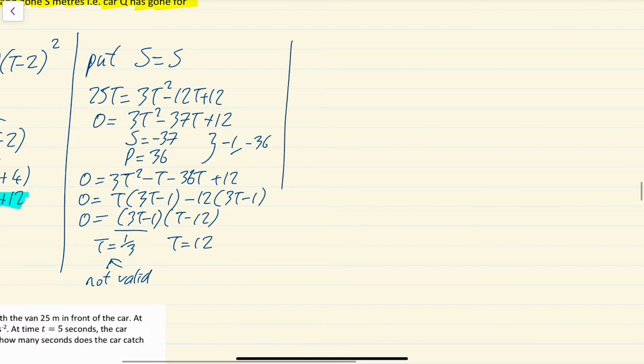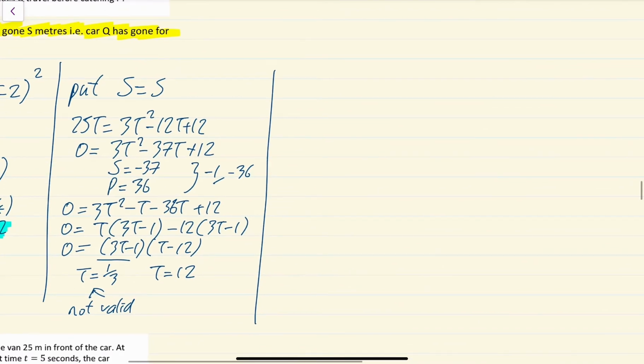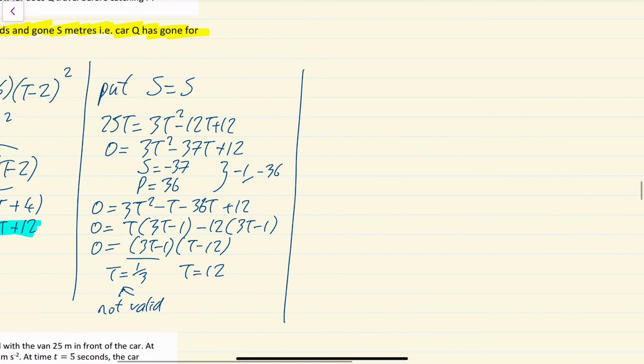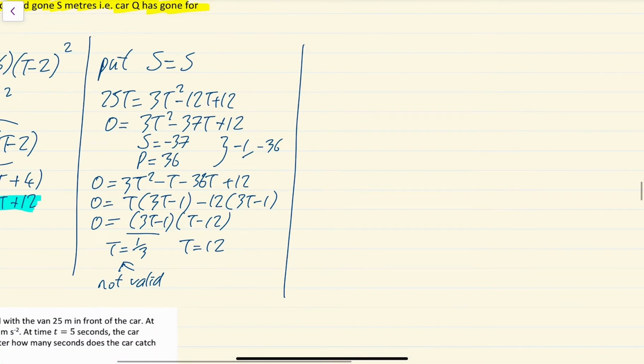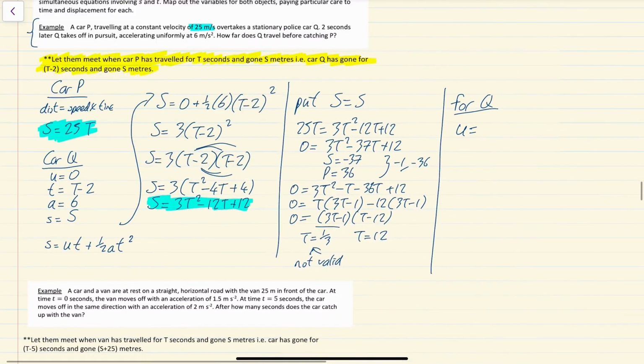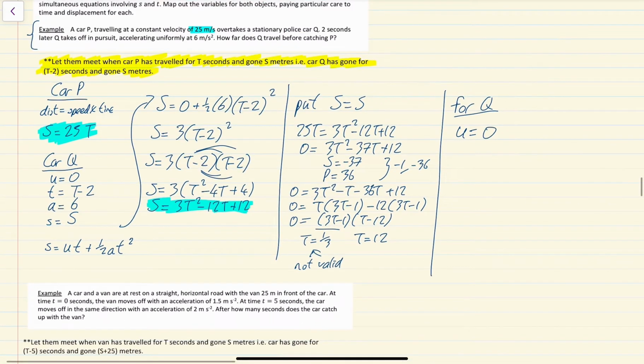The last thing we need to do is find the distance traveled for the police car. Easiest thing to do, just say for Q, you knew your u was, over here, 0. Let me just write that in and I'll zoom in. Its time then is 12 minus 2, because it was t minus 2, so 10. Acceleration is 6, and we want to find the distance it's traveled.